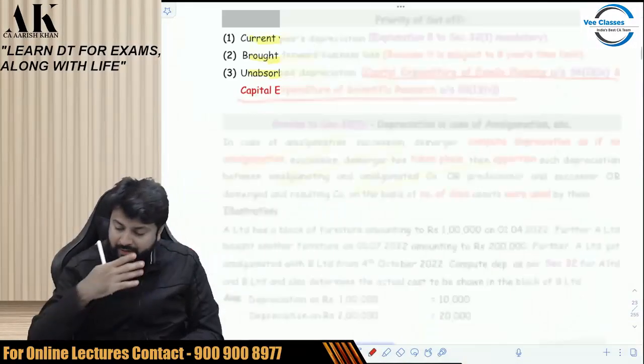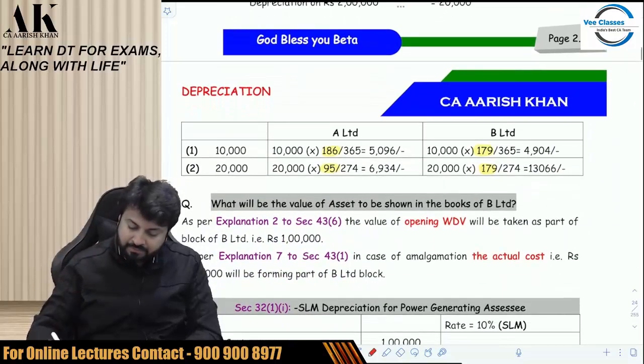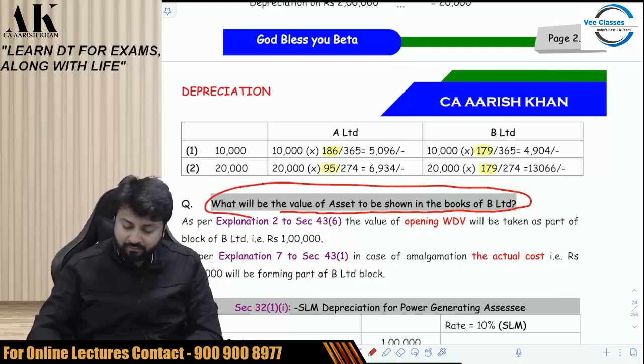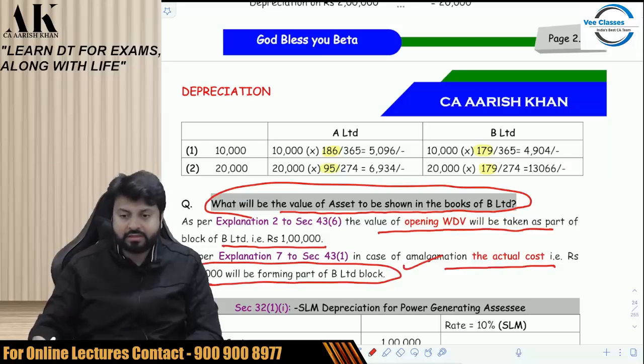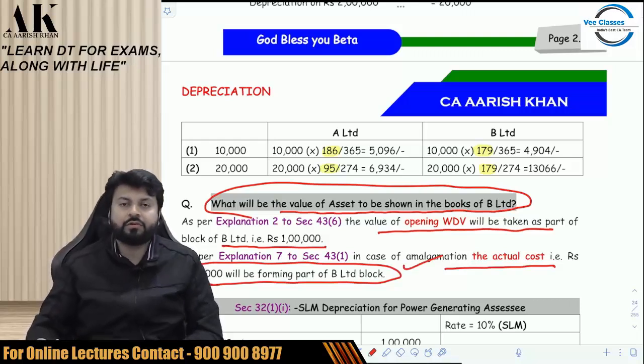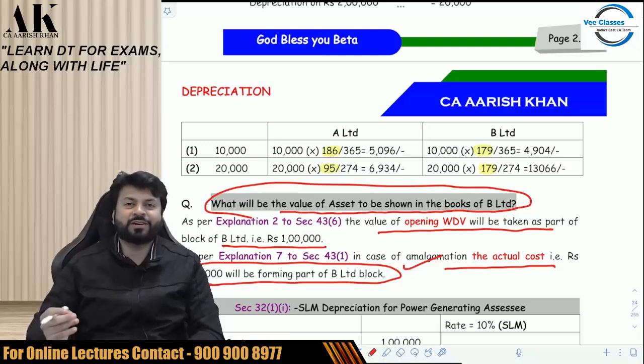Where is it written, sir? It's written over here. What will be the value of the asset to be shown in the books of B Limited? The opening WDV will be taken as the block of B Limited. The actual cost of 2 lakh will form part of the block of B Limited. Just check it. It's extremely important, this point is very critical. Otherwise, you will apply your own mind and make your own provisions in the exam, without asking the finance minister, making amendments at your end. Please don't do that.